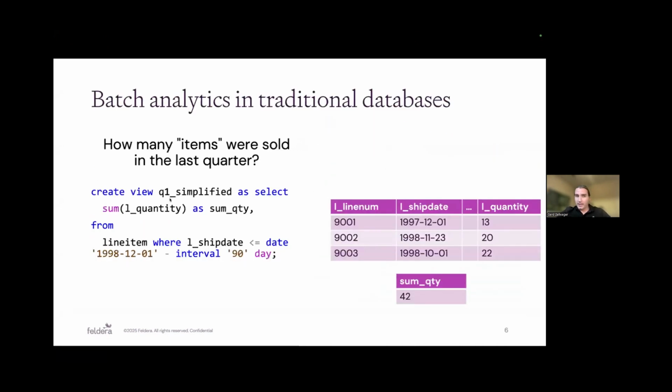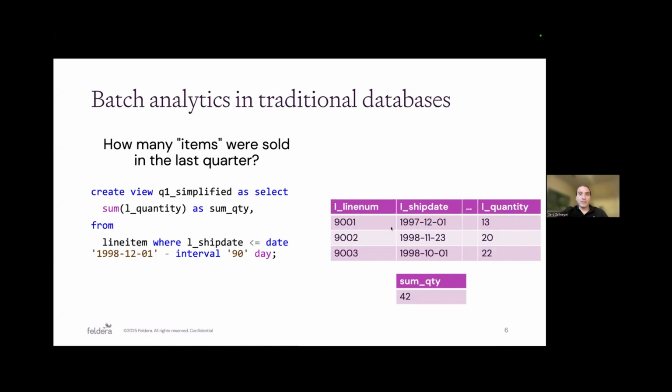So we're going to look at this Q1 simplified here, which essentially tries to answer this question: how many items were sold in the last quarter, right? So we're doing a sum over quantities in this line item table. And we still have our interval filter here, where we only look at things that were sold in the last 90 days, starting from this reference date here, the 1st of December, 1998.